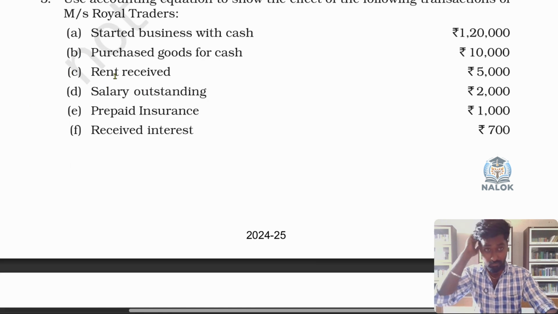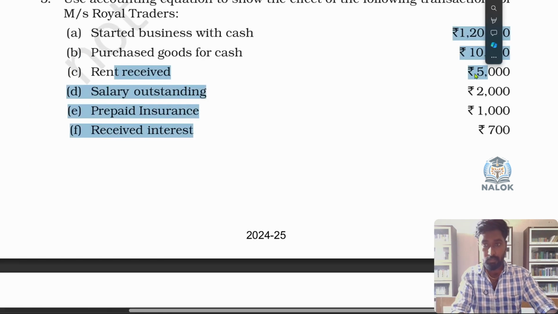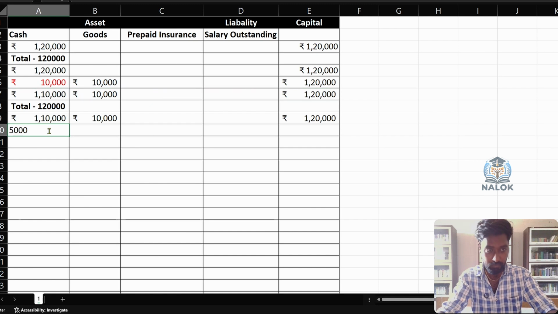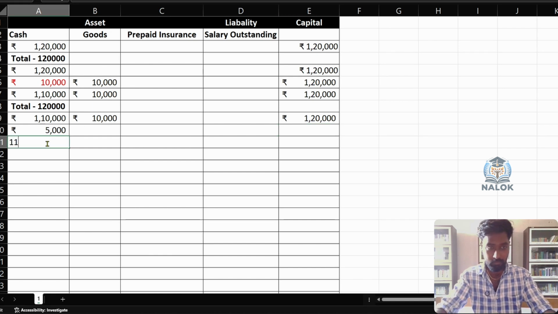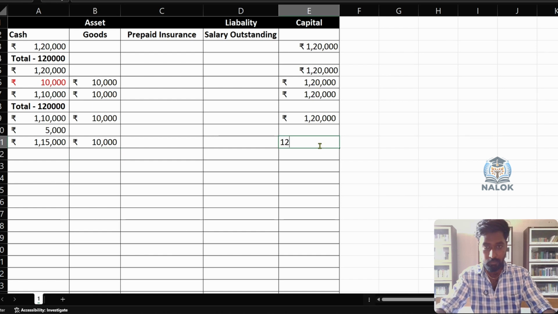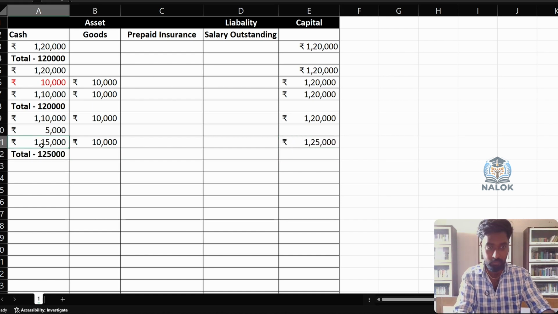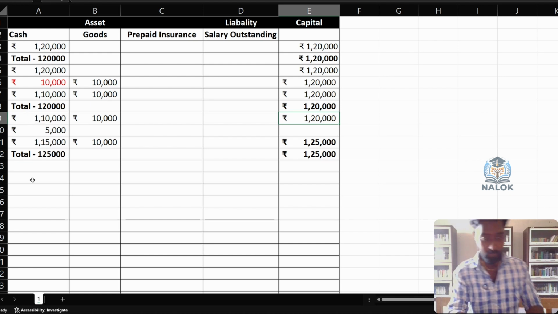Next transaction is rent received. We received rent 5,000. So let's add 5,000 in the cash side, and our capital is going to get increased because our cash asset is increased. So let's calculate this one first. 1,15,000. The goods asset is not yet changed. The capital is going to be 1,25,000. So by adding 1,15,000 plus 10,000, it's like 1,25,000 because our cash asset has been increased, so that our capital will increase. Okay, now let's move on to the next transaction.